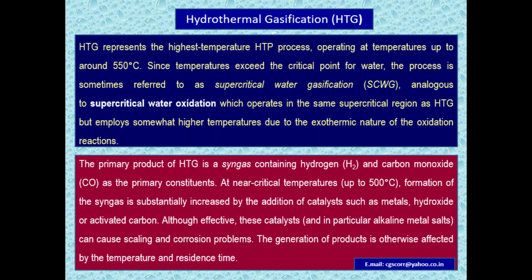The primary product of hydrothermal gasification is a syngas containing hydrogen and carbon monoxide as the primary constituents. At near critical temperatures, that is up to 500 degrees centigrade, formation of the syngas is substantially increased by addition of catalysts such as metals, hydroxide, or activated carbon. Although effective, these catalysts, that is in particular alkaline metal salts, can cause scaling and corrosion problems. The generation of products is otherwise affected by the temperature and residence time.